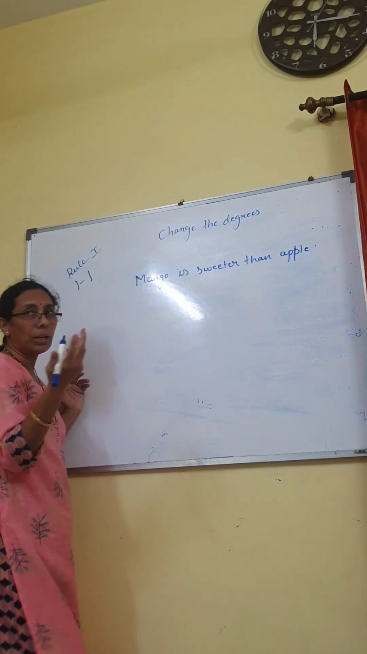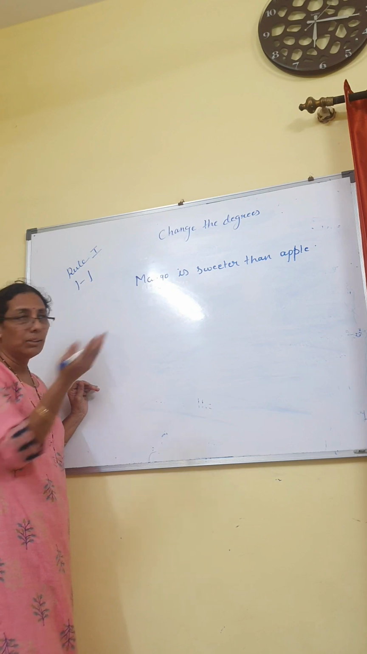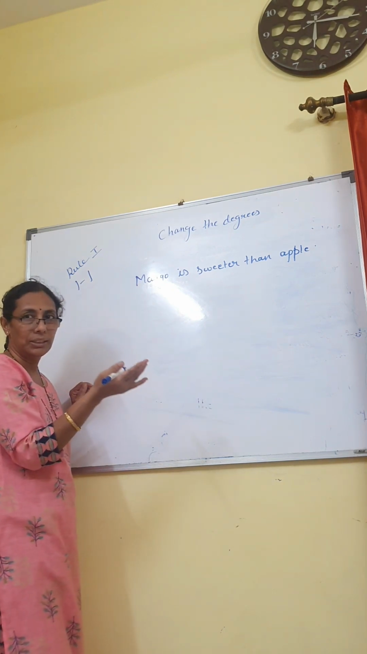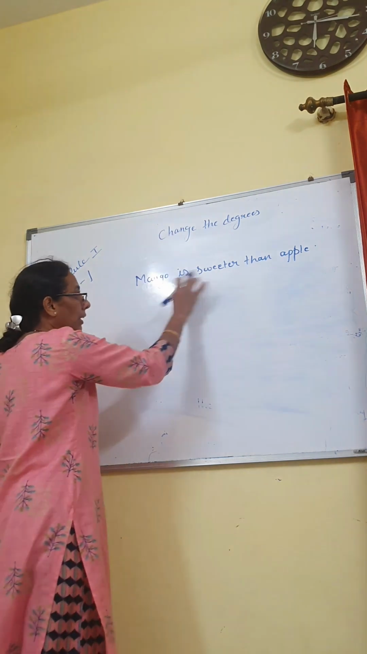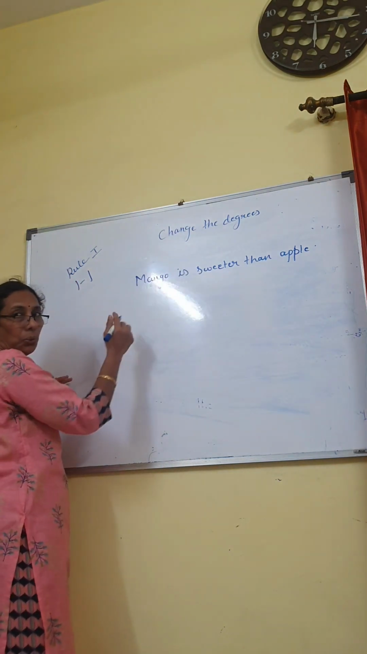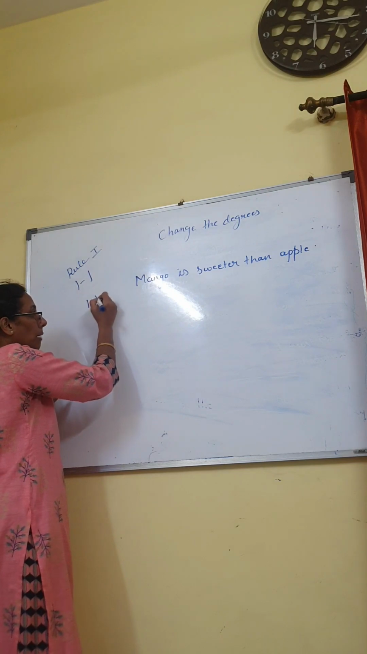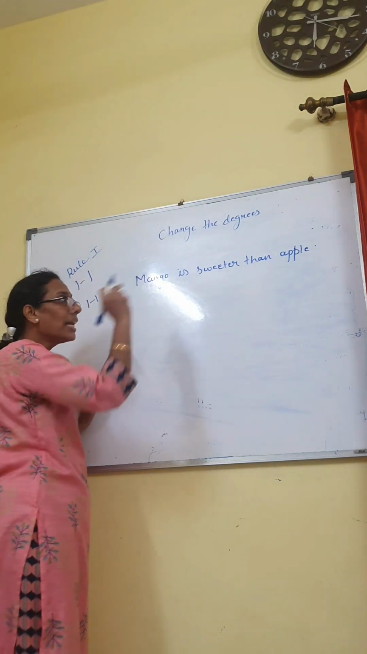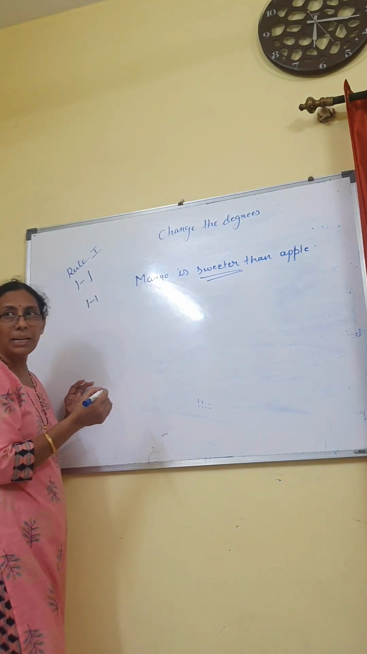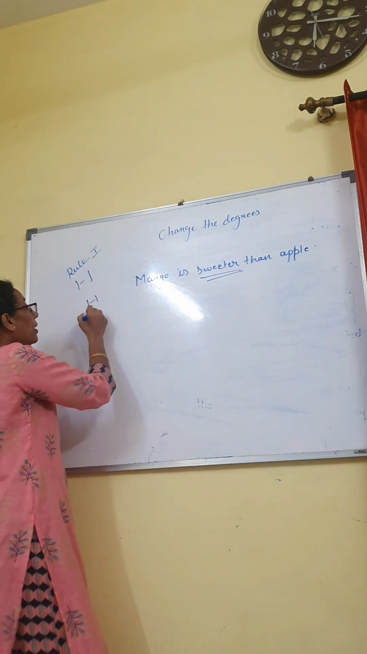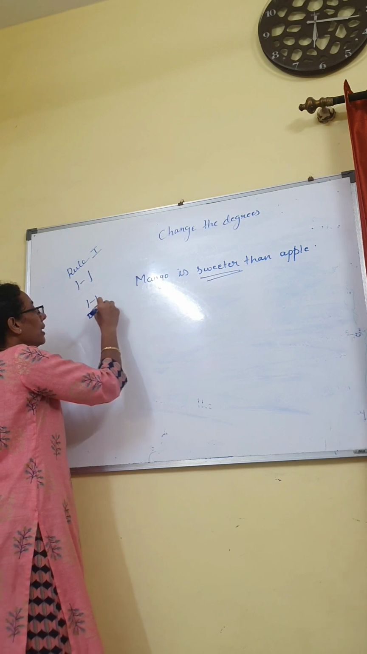Okay, so what two things are compared here? These are fruits. So first, how you will go step by step. See, how many things are here? Two. Okay, that is 1:1. Mango is compared with apple. Now second, which degree is this? Sweeter means comparative. So the degree is comparative.